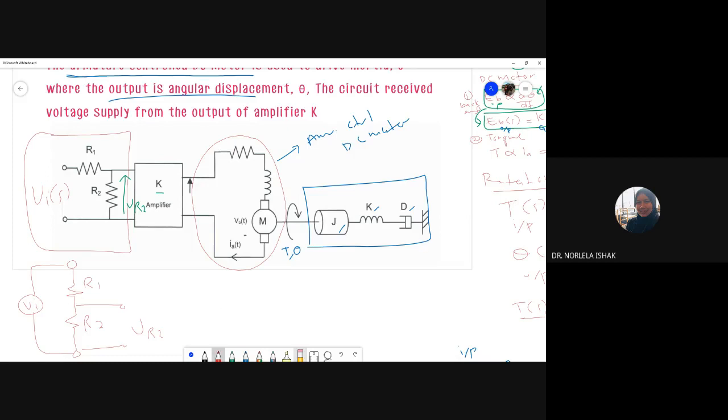Okay, so label. For subsystem 1 we do the potentiometer. For the potentiometer we use V, D, R. So what is it? VR2 equals R2 over R total, see R1, times VI. This is equation number 1. Then you solve it: which is the input, which is the output, which is the gain.